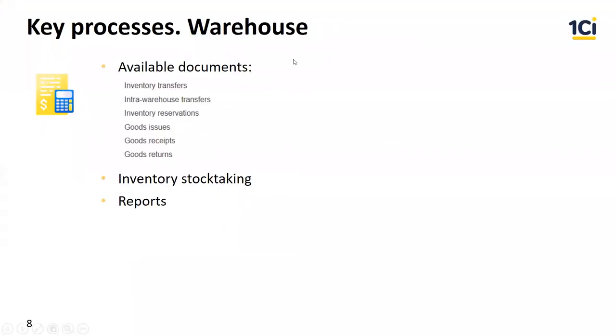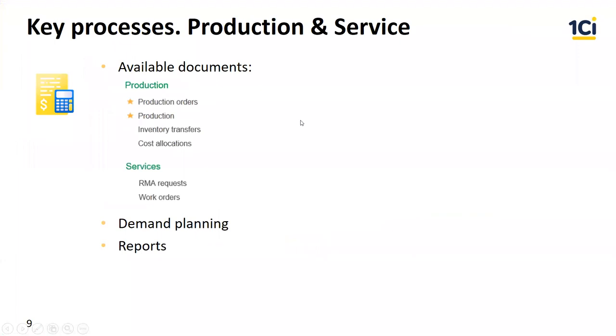So we've seen through warehouse, and production and service are the next. For production, we have available production orders. Production, this is the document to register the actual production. Inventory transfers and cost allocations, which we need if we have some costs that need to be split up between different production documents.